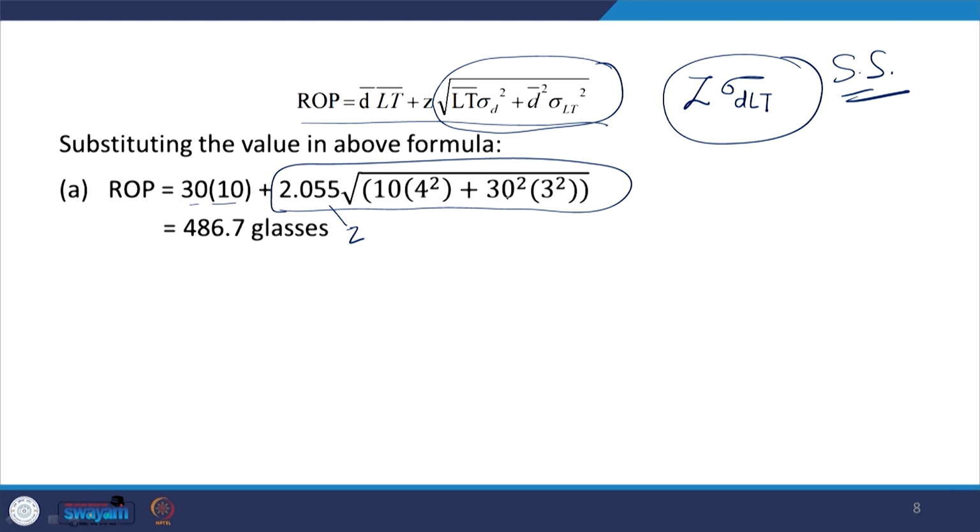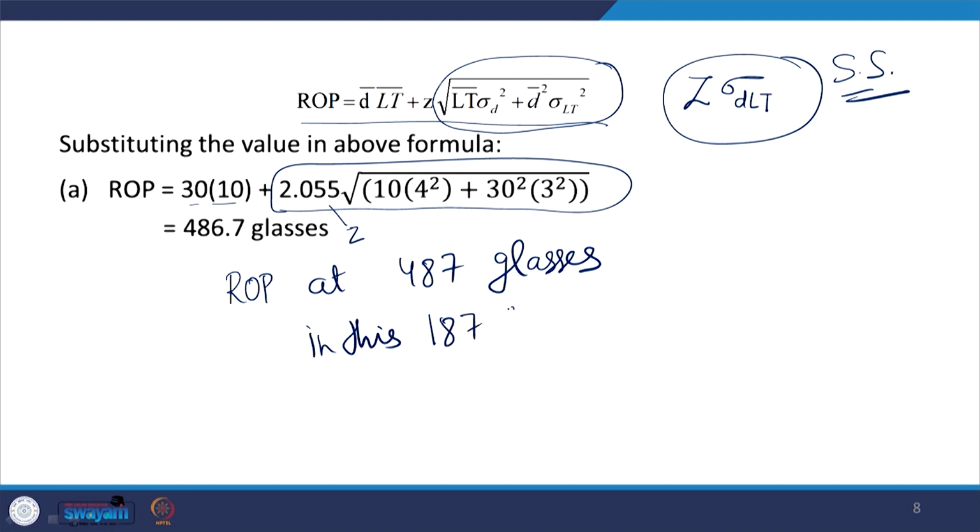Then this is the average demand, and this is the fluctuation in the lead time. So, that is the complete calculation of my formula, and on the basis of that we will have ROP at around 487 glasses, and in this 187 glasses are my safety stock, because 300 you will be consuming within 10 days.